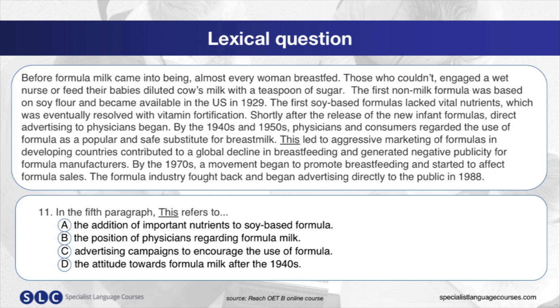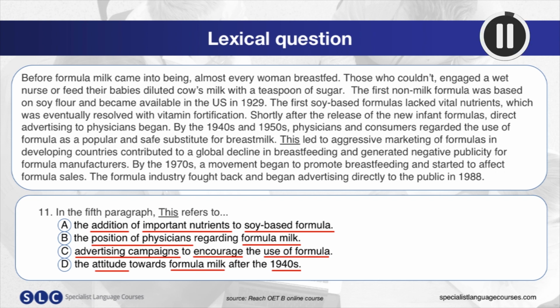Notice the difference between the options first. A refers to the addition of important nutrients to soy-based formula. In option B, this would refer to the position of physicians regarding formula milk, so their view. C states that the word "this" refers to advertising campaigns to encourage the use of formula milk, and option D states that this refers to the attitude towards formula after the 1940s. Now let's read through the paragraph and look for links to the options.